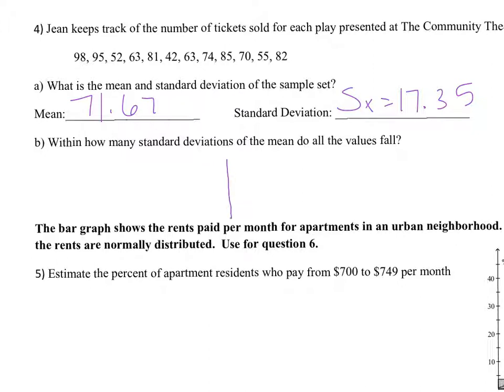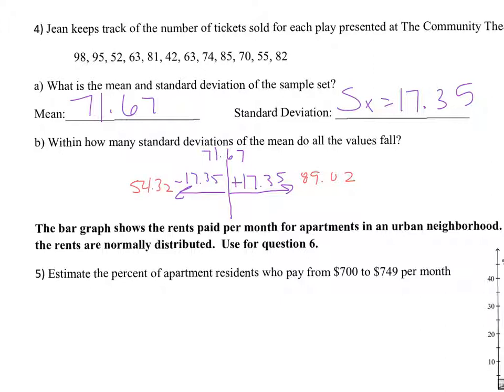So I start with my mean. My mean is 71.67. On the right-hand side, I should be adding my standard deviation. On the left-hand side, I'm subtracting my standard deviation. So I do 71.67 and add 17.35. I get 89.02. And I get 54.32.